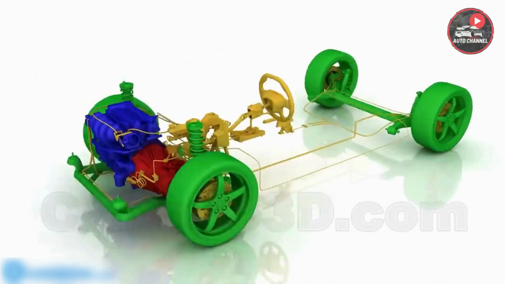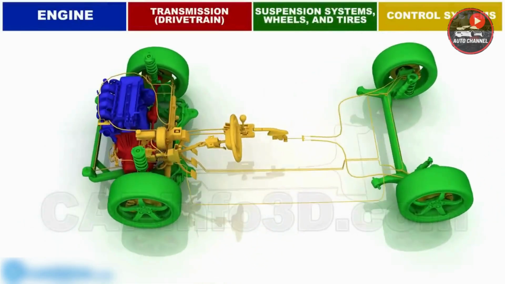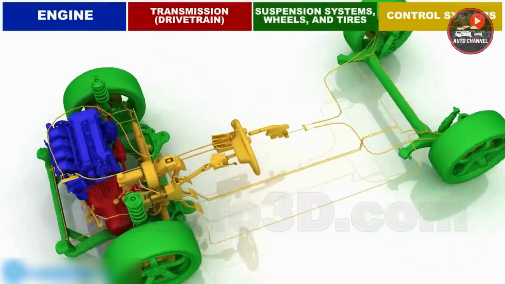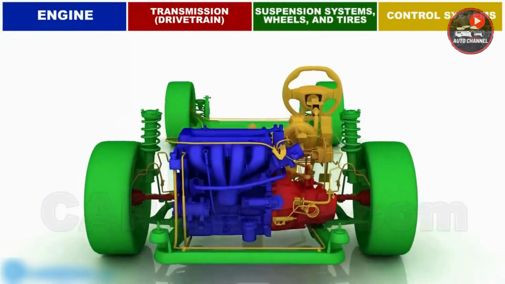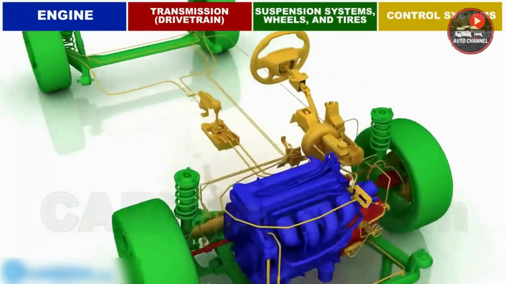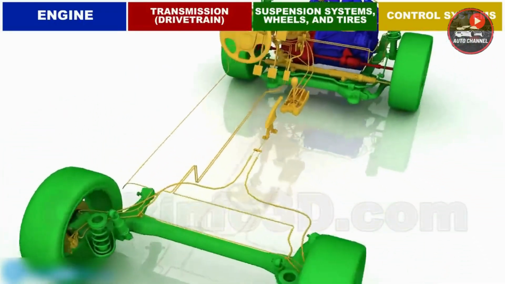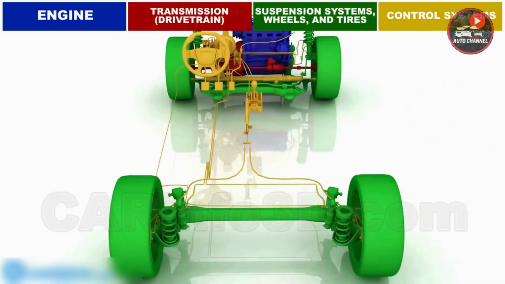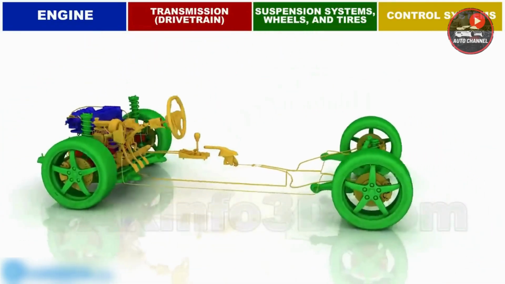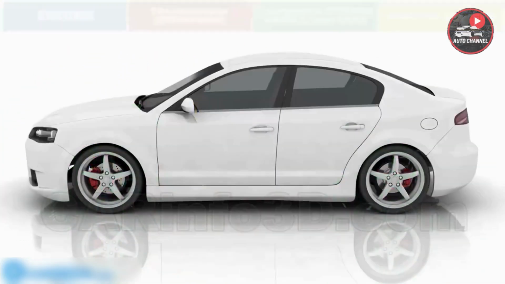Let's take a look at the car's major components and assemblies. It may appear complicated now, but we're gonna explore each system in greater detail. So, let's look at car assemblies. We'll begin with the body and frame.